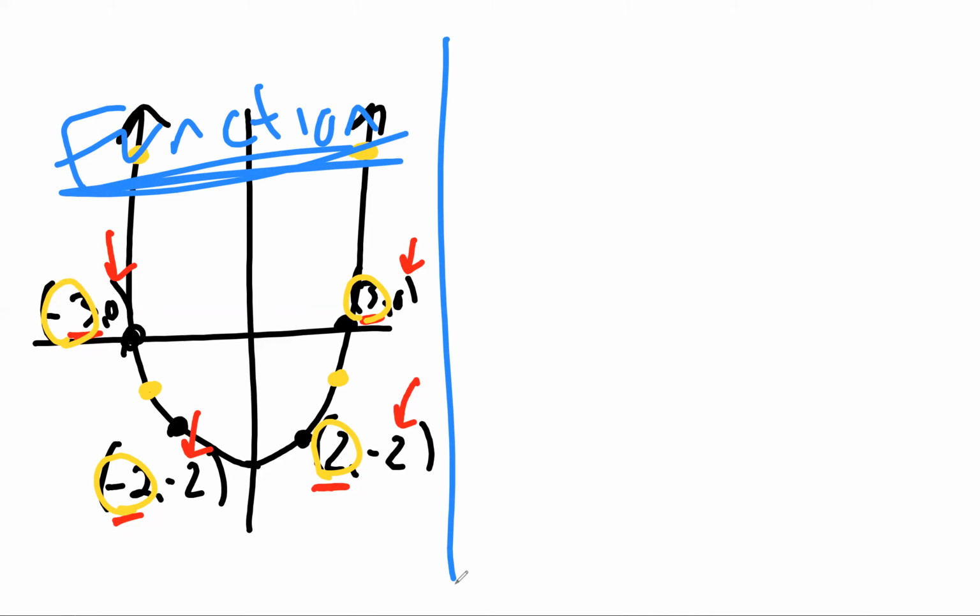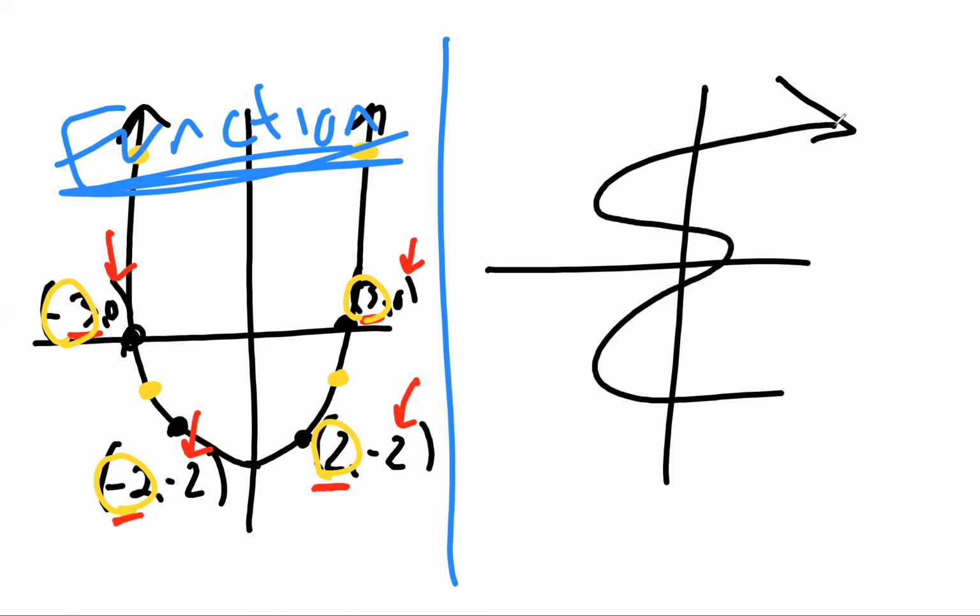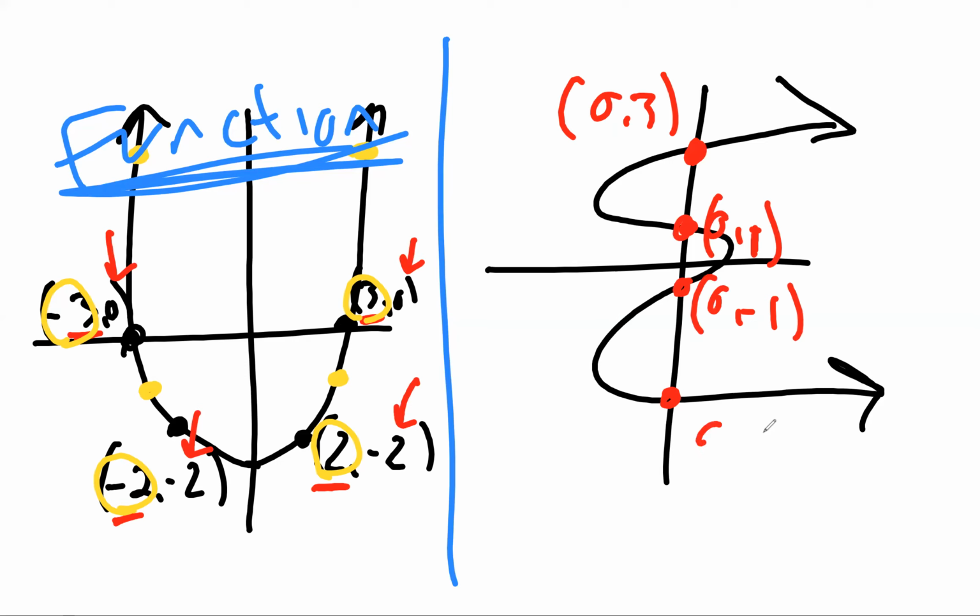Now, on the other hand, let's say I had a picture that looked like this. Here's my graph, and let's say it comes down like this, doubles back, and goes like that. The problem here is that you can clearly see these points all have the point 0 comma something. So this is the point, let's say, (0, 3). Then maybe this is (0, 1), and maybe this is (0, -1), and maybe this is (0, -5).